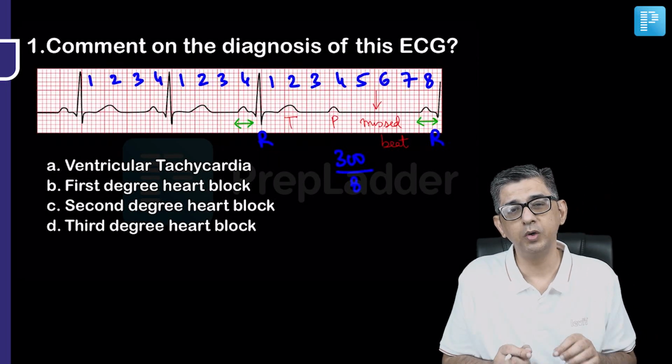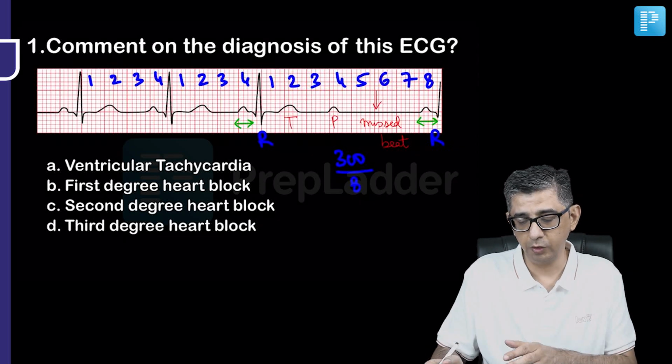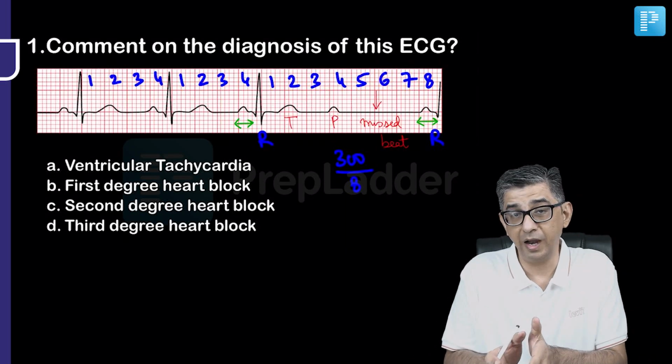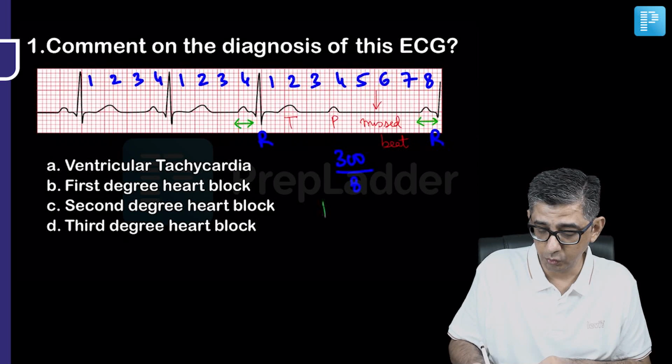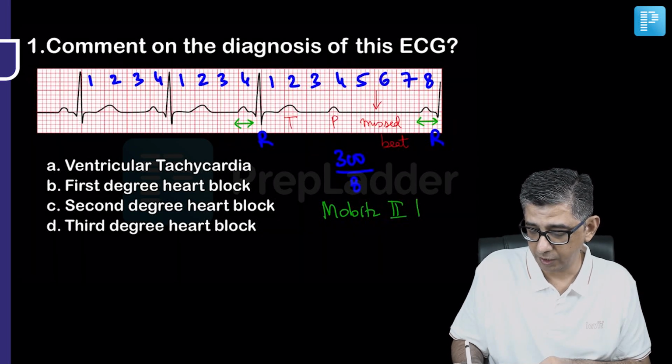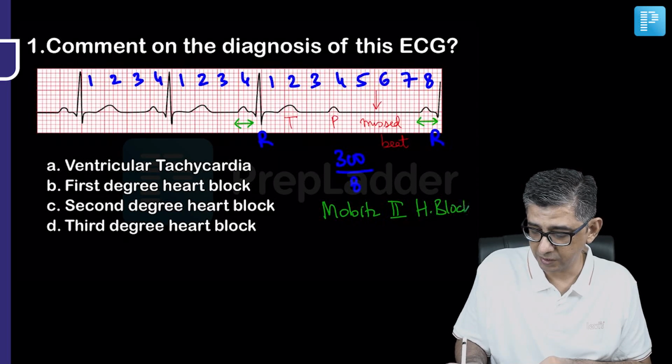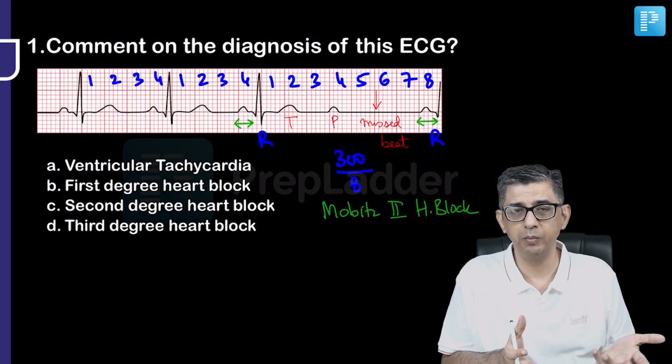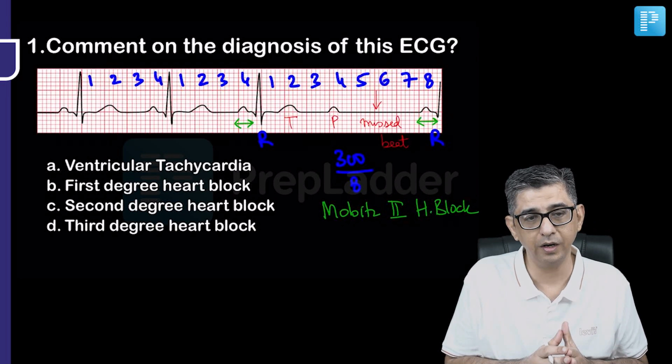And the moment you are able to work out that the PR interval after the missed beat and prior to the missed beat is equal, you have the diagnosis of this condition as Mobitz 2 heart block, and that will narrow down the diagnosis of this patient as suffering from a variant of second degree heart block.